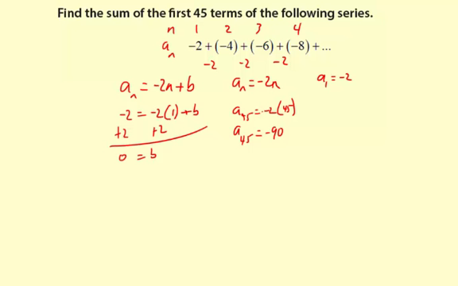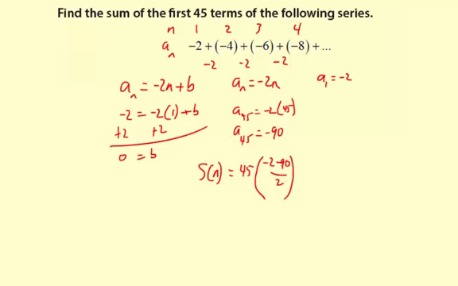Okay, now I'm going to find the sum. All I needed was the first term, the last term, and the number of terms was given. So here's how it works. The sum formula for any arithmetic series, you need the number of terms first, which in this case is 45, and then you multiply that by the average of the first and the last term. So I'm going to have -2 minus 90, then divided by 2.